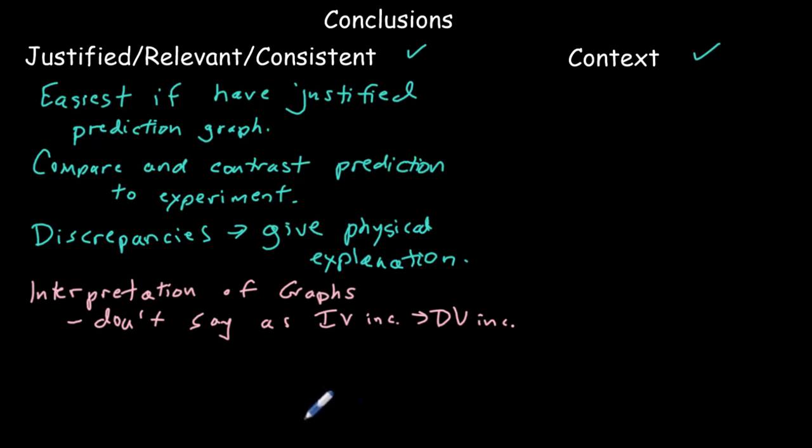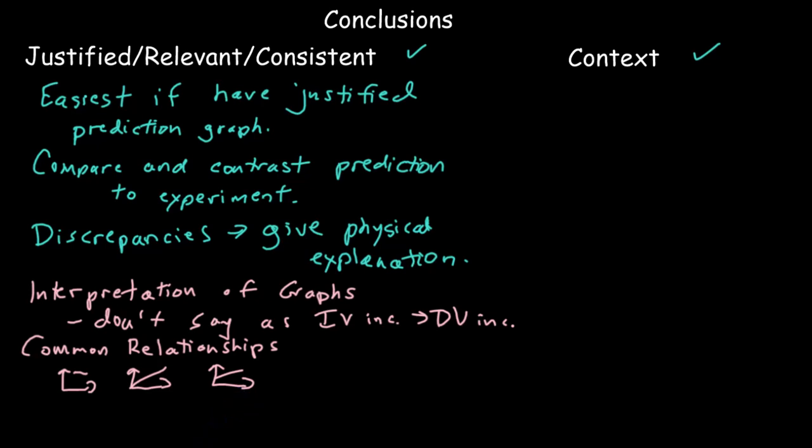The common relationships that you're likely to encounter would be, well, no relationship at all. The dependent variable doesn't change. Proportional relationships, straight line through the origin. Linear relationships, straight line not through the origin. And I would say what else is common would be a curve in which it increases at an increasing rate, and a curve which increases at a decreasing rate. So just be precise about the relationships that you're seeing. Give as much information as you feel confident with.